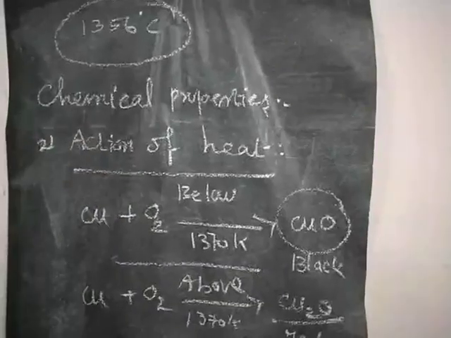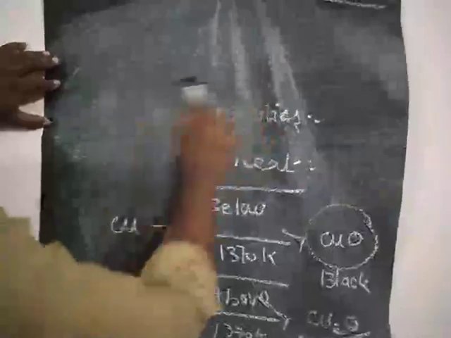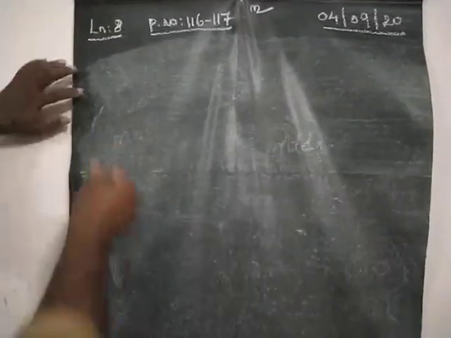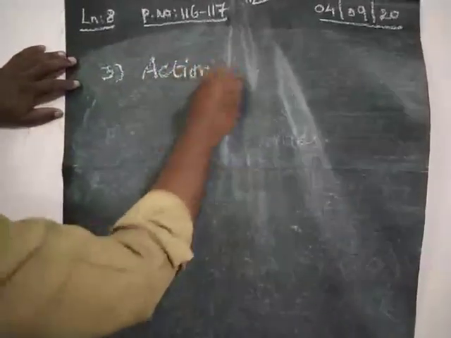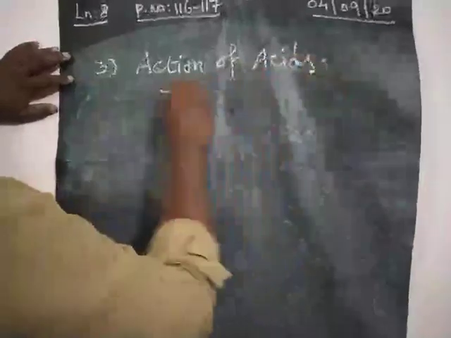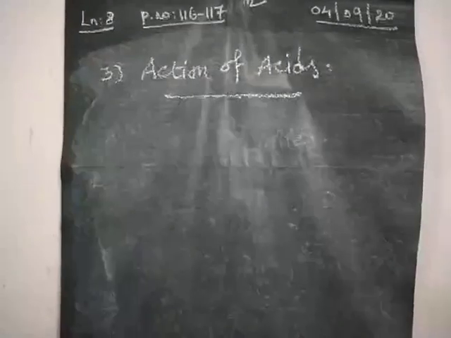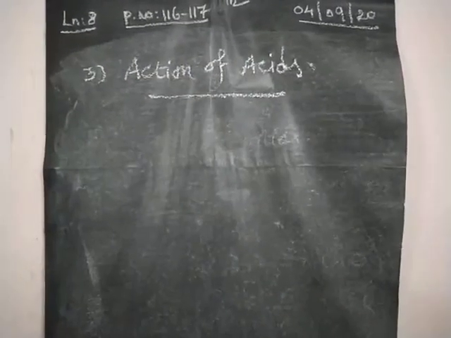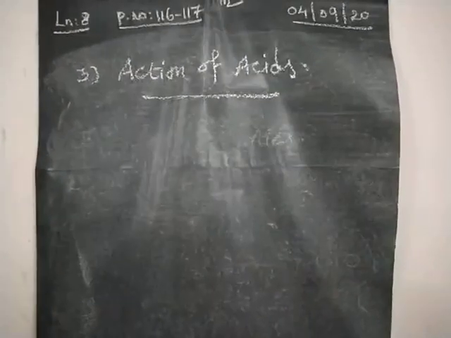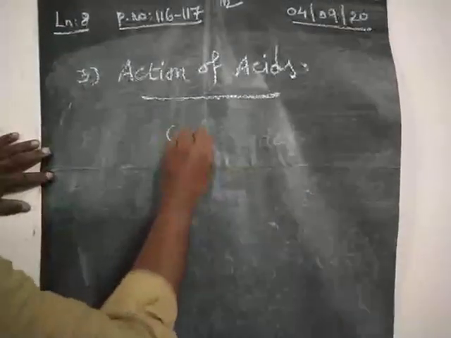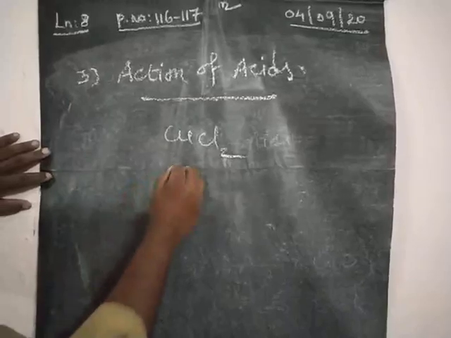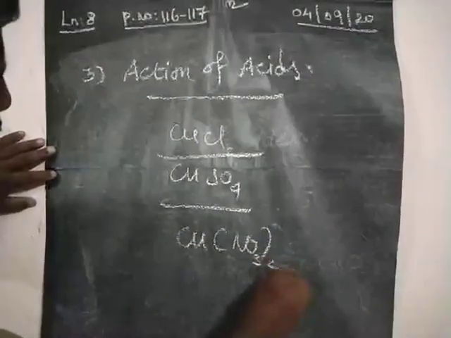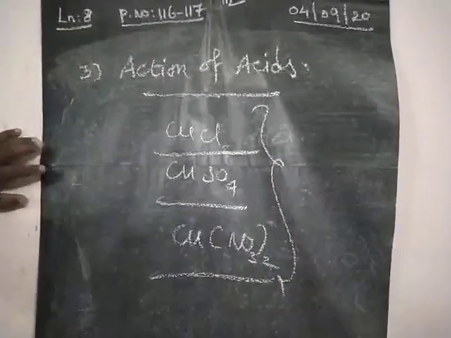The third one, action of acids. Normally dilute acids like HCl and sulfuric acid have no action on copper in the absence of air, but in the presence of air they give the corresponding salts. With hydrochloric acid it gives CuCl2, with sulfuric acid copper sulfate, and with nitric acid copper nitrate. So we get the corresponding product. That is the action of acids.